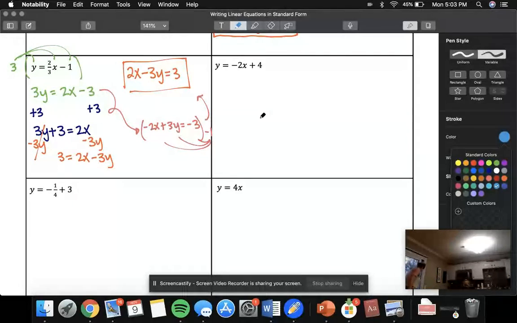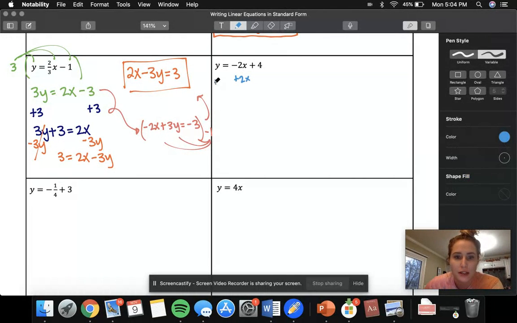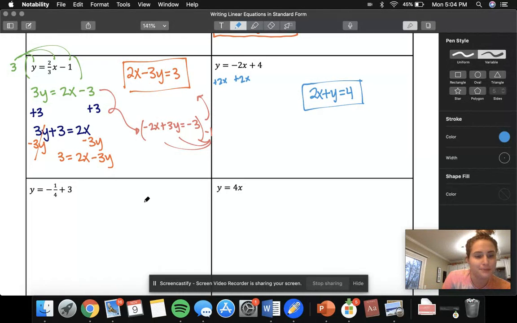Okay. All right. So this problem, I'm going to move over the minus 2x with adding 2x. And I have 2x plus 1y equaling 4. I don't really have to do anything else with it, so I am done.